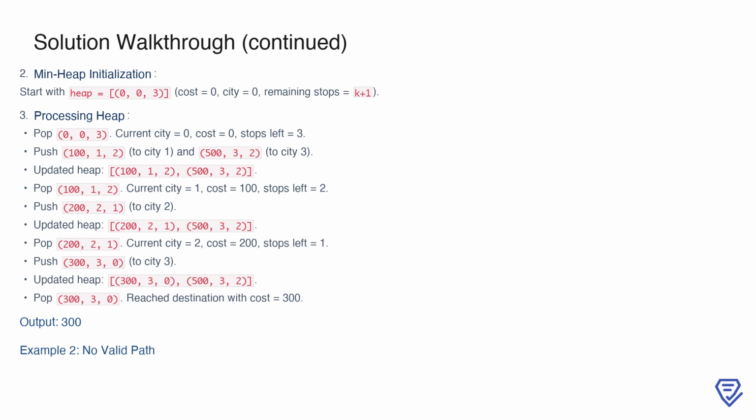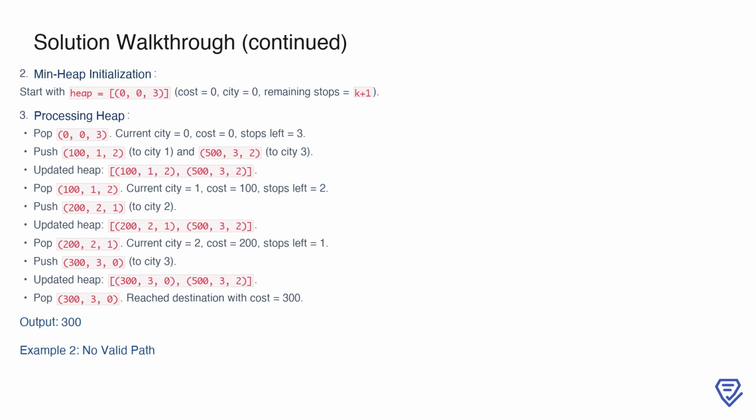From city 0, we have 2 possible flights, to city 1 for a cost of 100 and to city 3 for a cost of 500. We push these options onto the heap, which now contains (100, 1, 2) and (500, 3, 2). Next, we pop (100, 1, 2), meaning we're at city 1 with a cost of 100 and 2 stops left. From here, there's a flight to city 2 for a cost of 100, so we push (200, 2, 1) onto the heap. The heap is now (200, 2, 1) and (500, 3, 2).